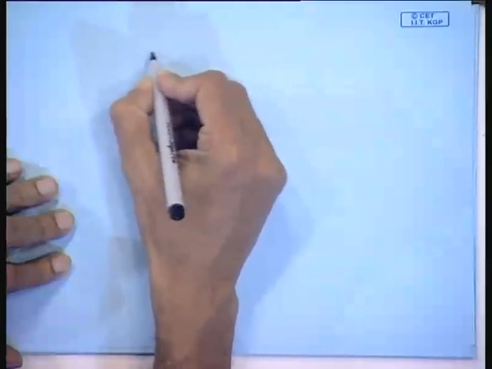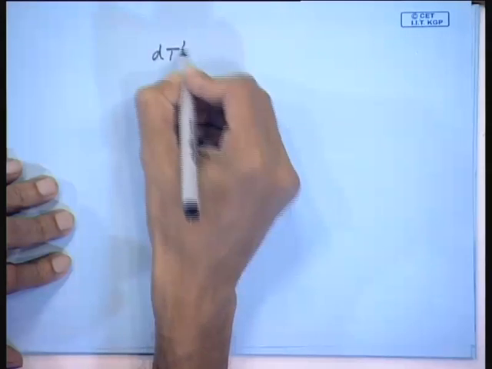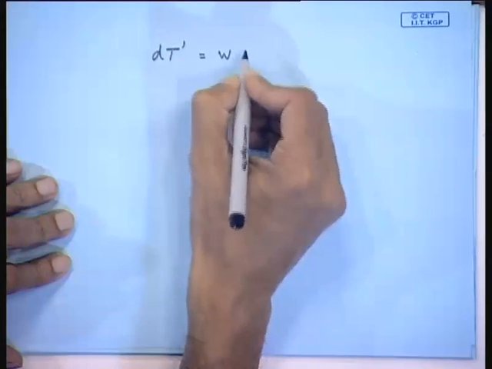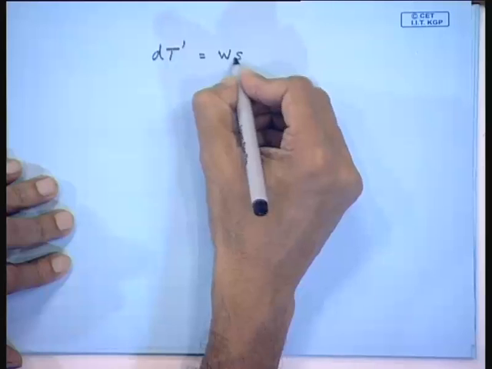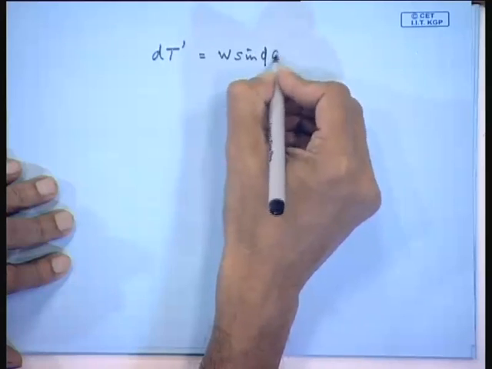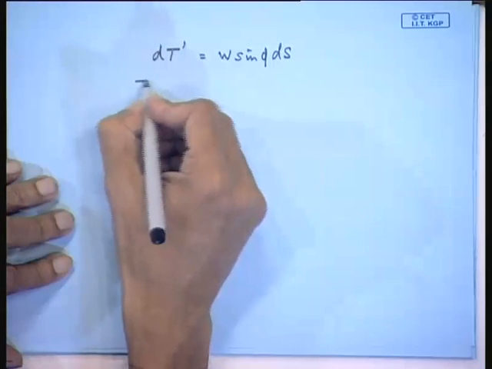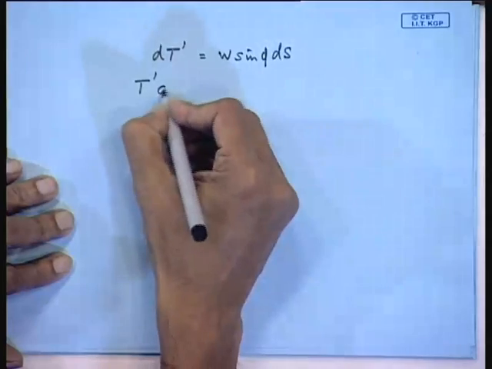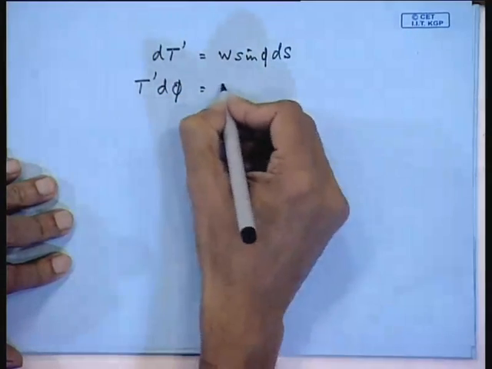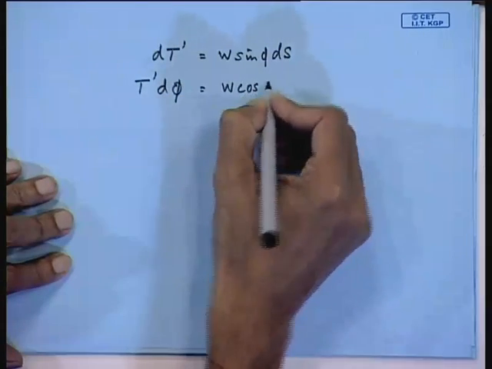So we will continue with the analysis of static cable. We are doing the mooring analysis. These are the two basic equations we derived last class: dT' equals W sin phi ds, and the other one we derived was T' d phi equals W cos phi ds.